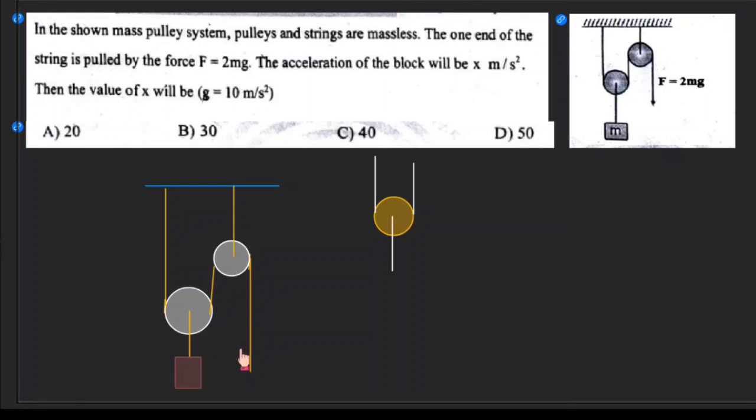Now we are just pulling this thread with the force of 2 mg.